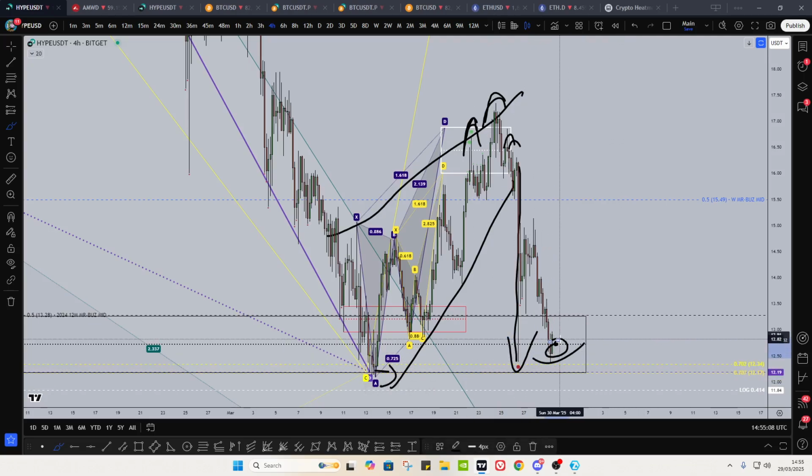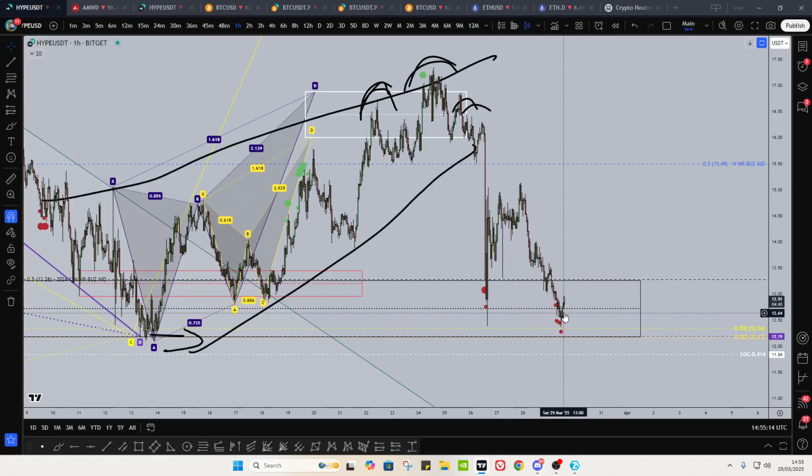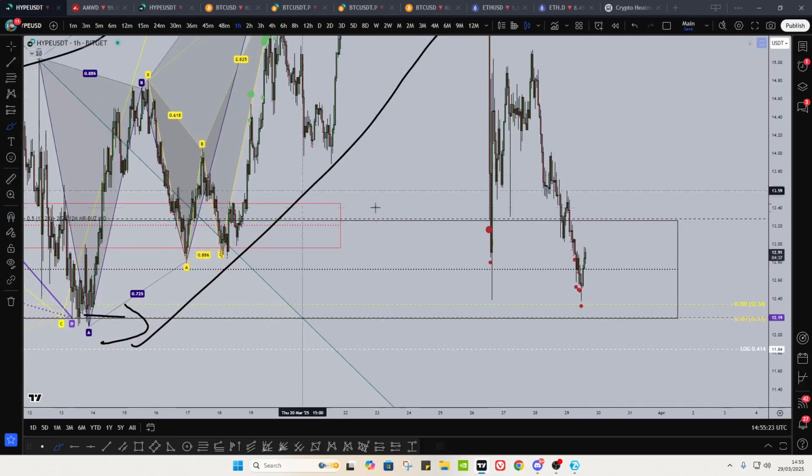So if you want to get into some spot Hype here, start layering in. This is completely fine now. If you want to get into some spot Hype, this is where you do it. Invalidation is basically if you get below, for me, it'd be if you get below 11.84.